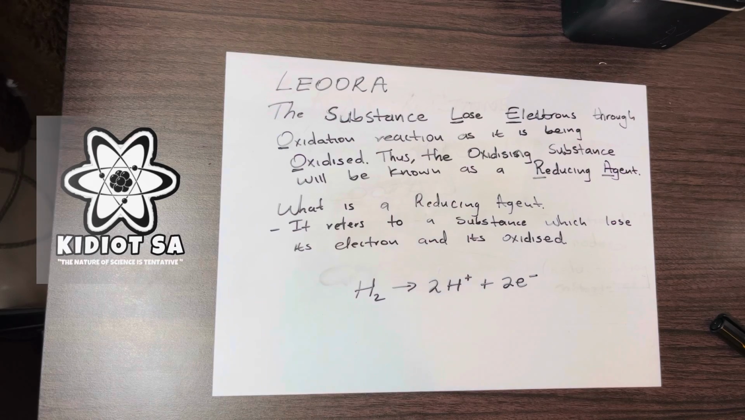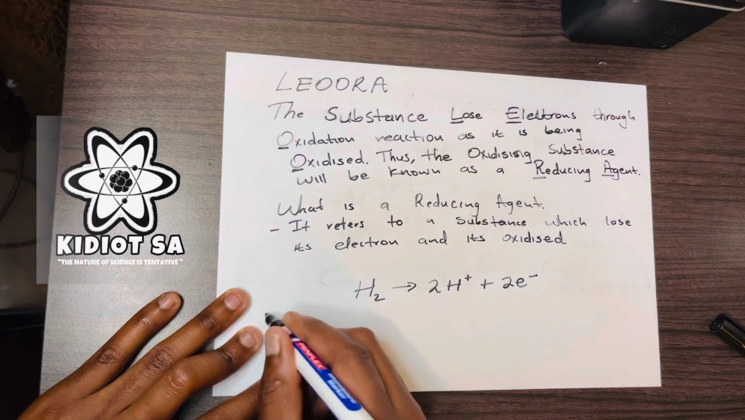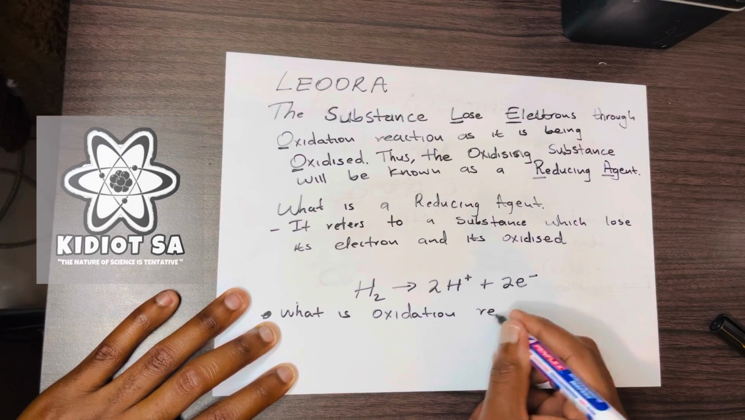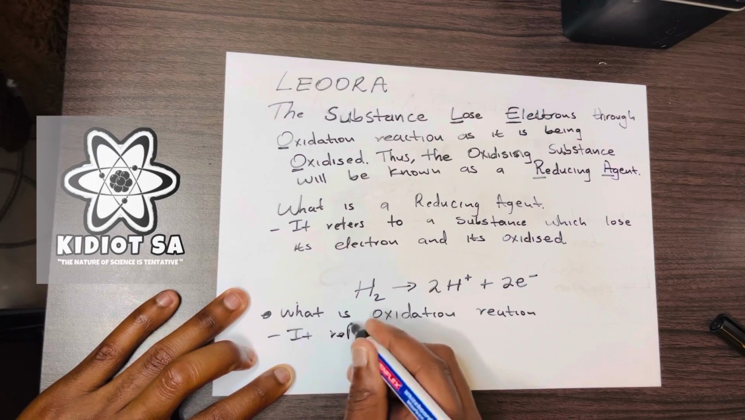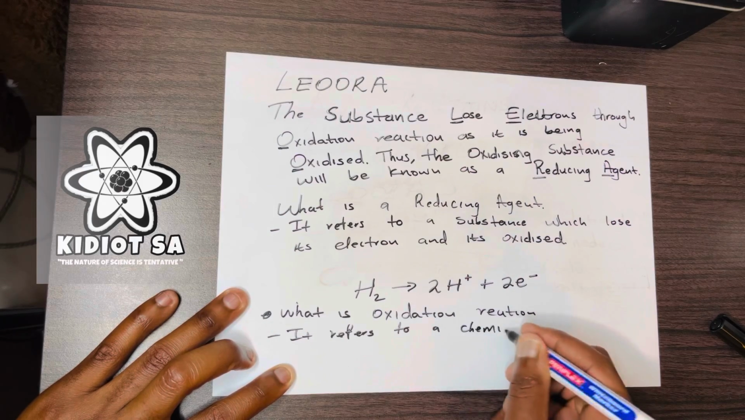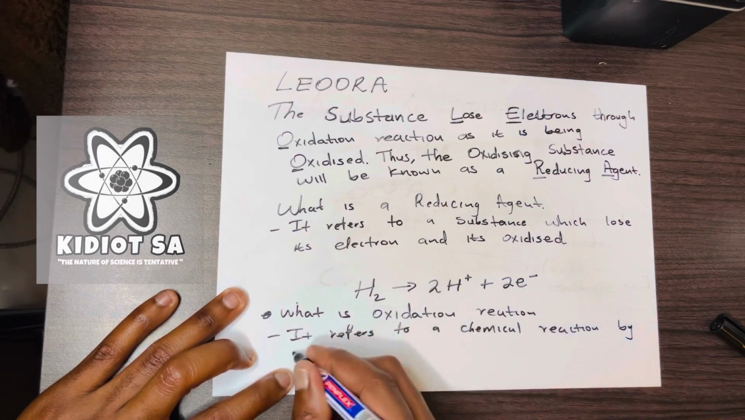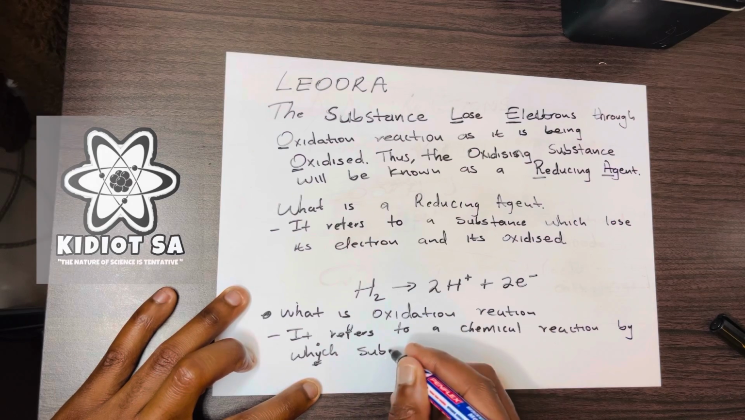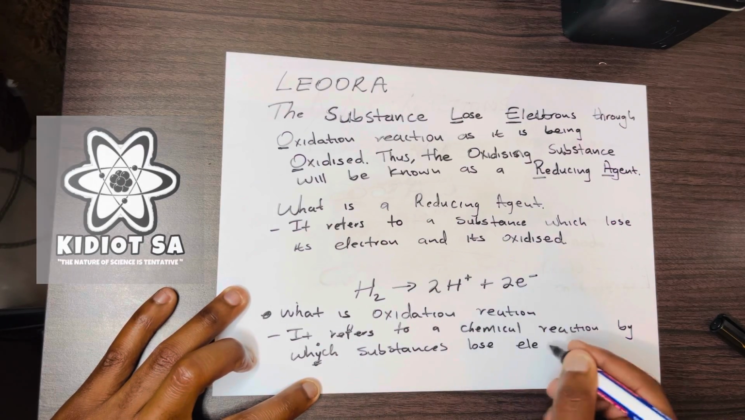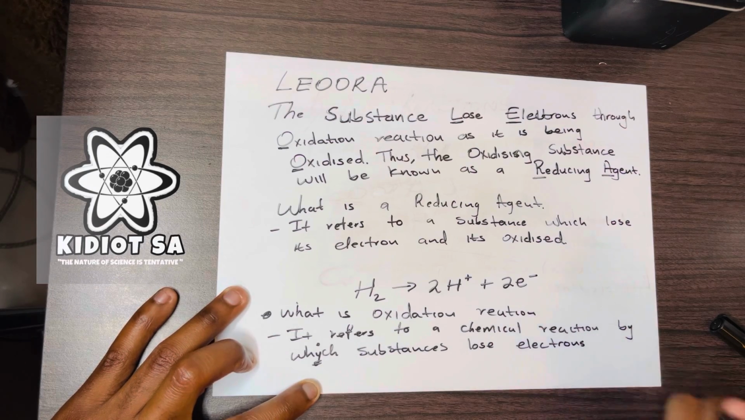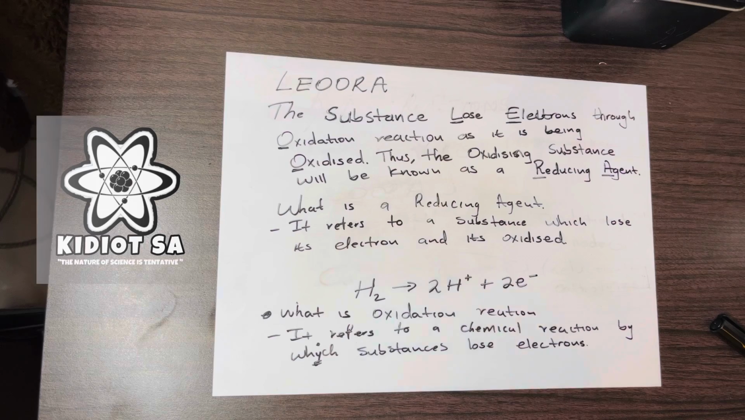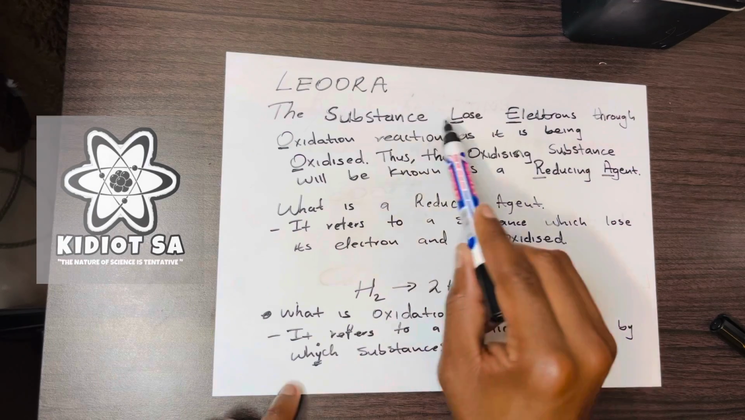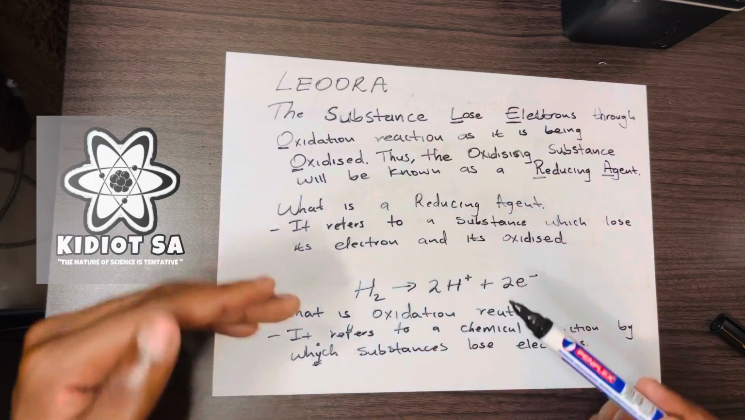And then again, they can say, what is an oxidation reaction? You just tell them that it refers to a chemical reaction by which substances lose electrons. Yeah, you can just say it this way, then it's more than enough. So what is an oxidation reaction? It's a chemical reaction by which substances lose electrons. What is a reducing agent? It's a substance which loses electrons and is being oxidized. That you've taken almost everything from here.